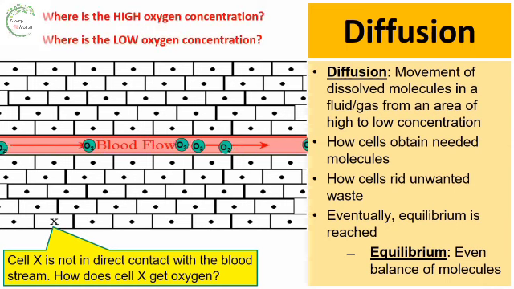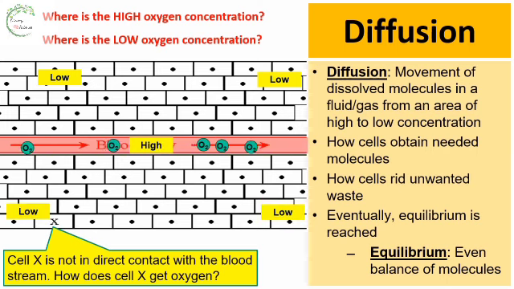Well, ask yourself, where are the high and low oxygen concentrations? I hope you see the high concentration is in the blood flow, and the low concentration is in all the cells surrounding the blood, even cell X. So through diffusion, oxygen begins to diffuse from a high concentrated area to a low concentrated area, and cell X can get its oxygen just like all the other cells in the body.